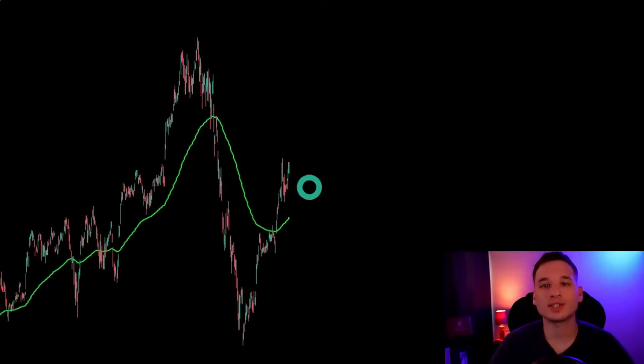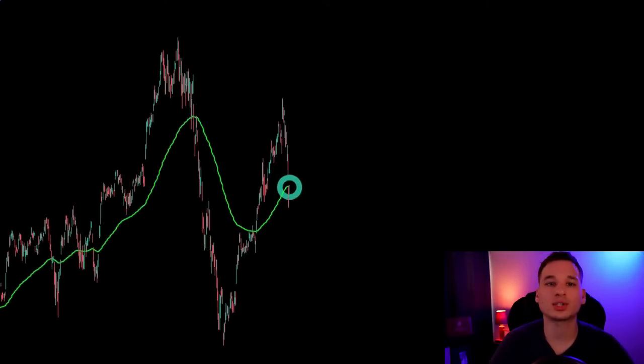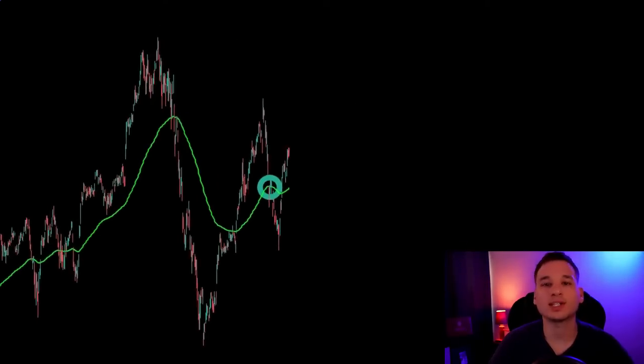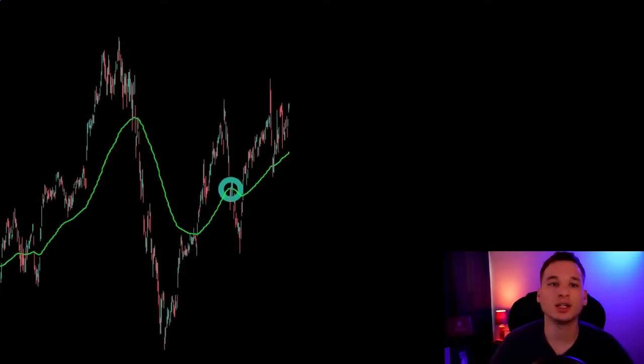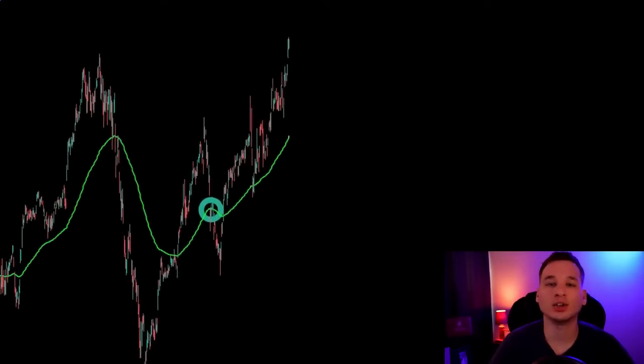The result of the simple moving average being closer to the price action is that the price action may frequently cross above or below the SMA line before reversing and continuing its current trend.